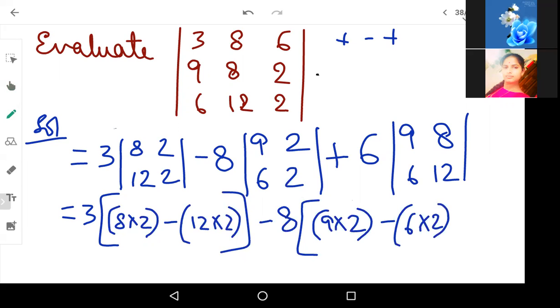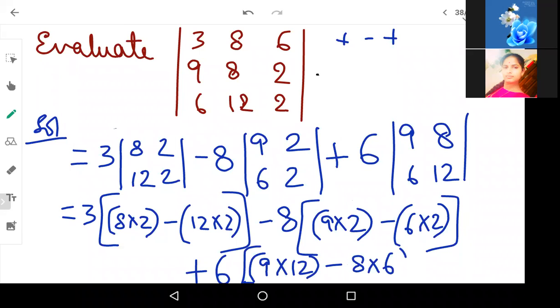See, there is no minus sign, so it will be easy for us to solve this problem. And finally, plus 6 into, I'm writing it down here because of the space constraint. Okay. So, cross multiply. 9 into 12 minus 8 into 6 or 6 into 8. Both can be written. Any doubts until this step?